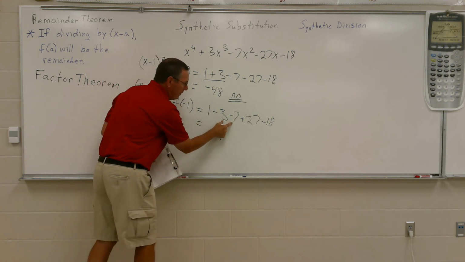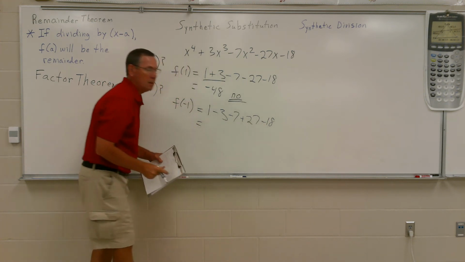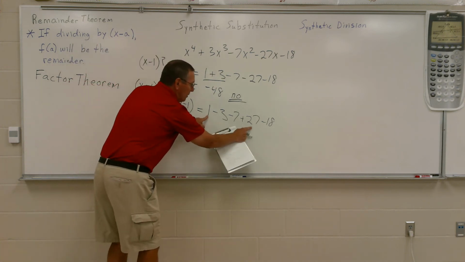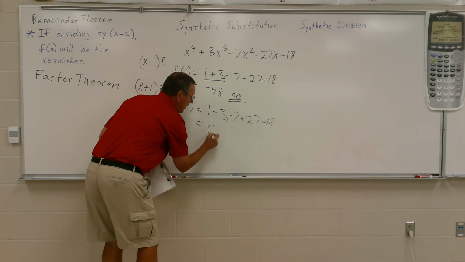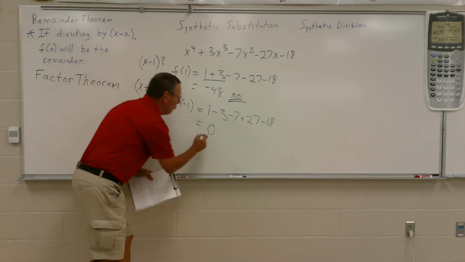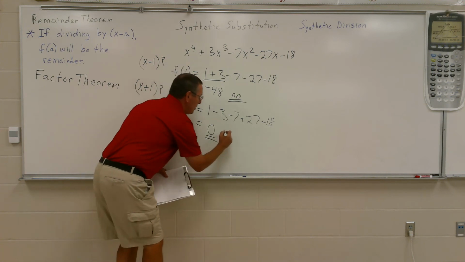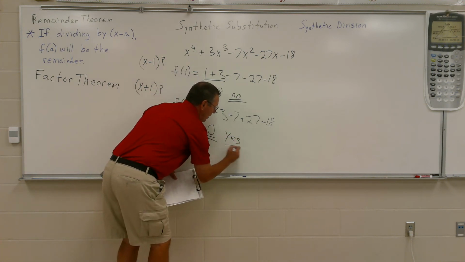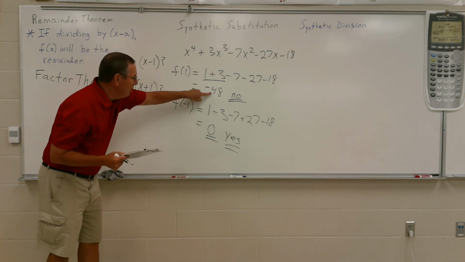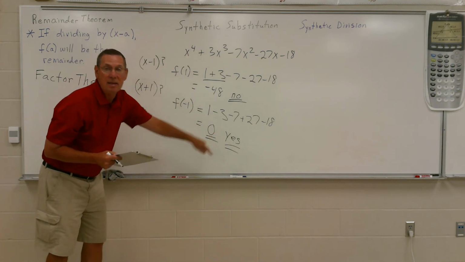Jess, what's negative 10 minus 18? Negative 28. Look, here's positive 28 minus 28 is 0. This is my remainder. If my remainder is 0, then my answer is going to be yes. That is a factor. So you're finding the remainder. If your remainder is 0, then we can say yes, it's a factor.